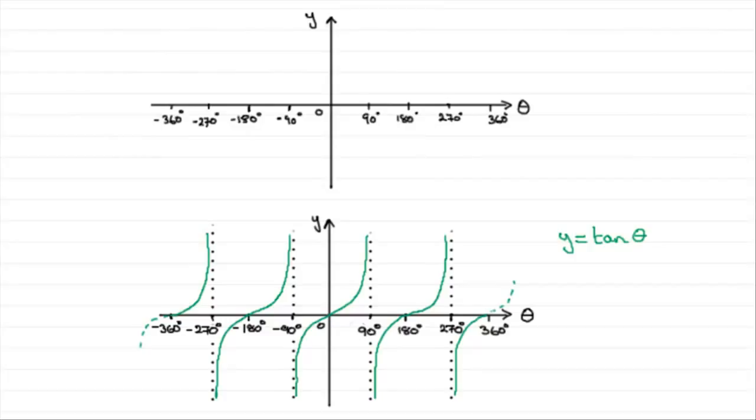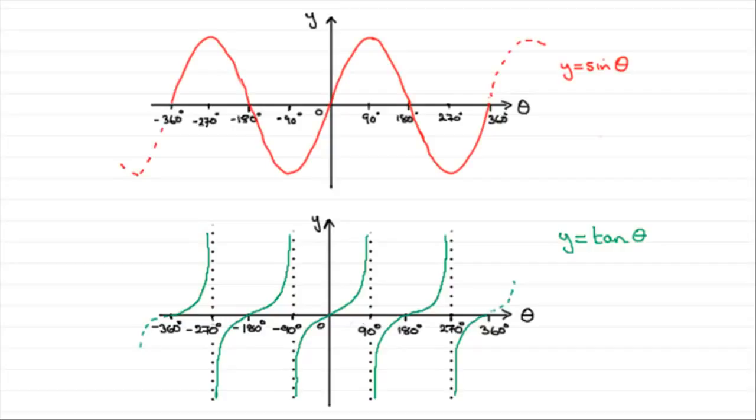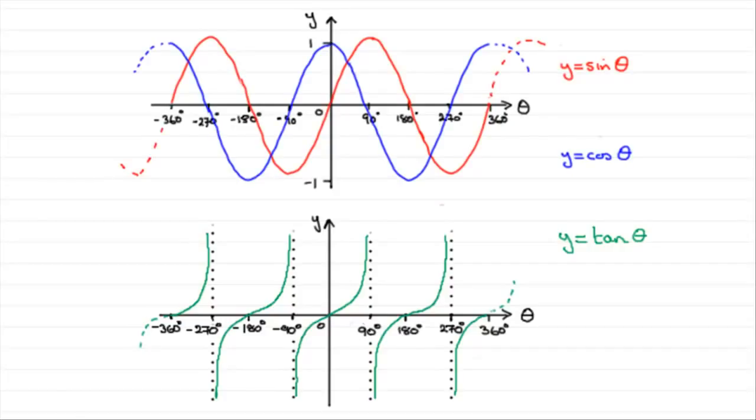So in summary then, we have the three graphs: y equals sine theta, y equals cos theta, and the graph of y equals tan theta. And it's very important then that you try and remember these graphs. You'll be called upon to sketch them on many occasions.